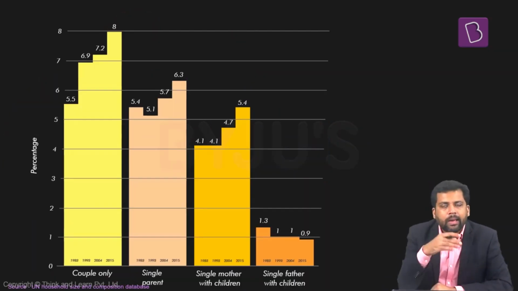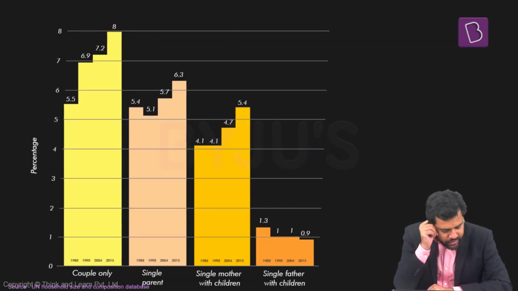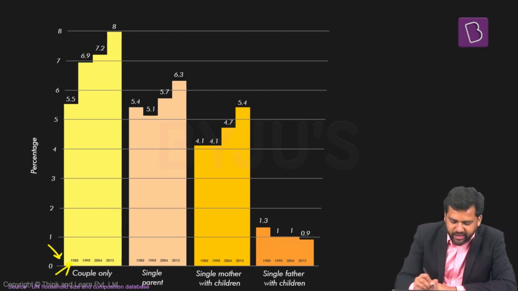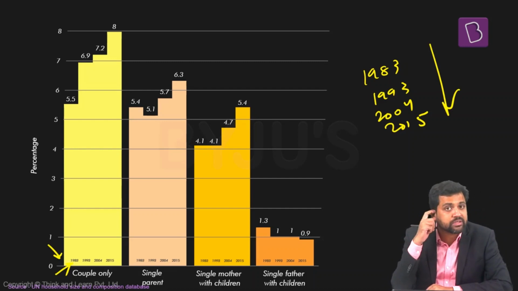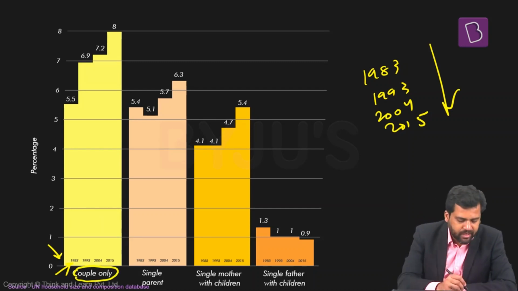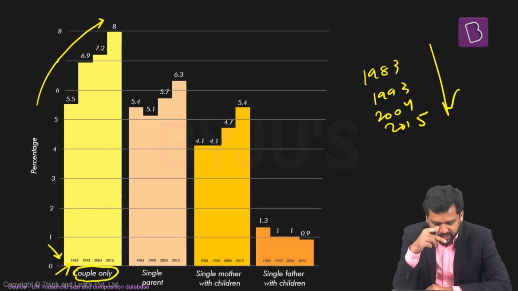The same database also traces the change over a period of time. What they are doing is looking at data at different points of time: 1993, 2004, and 2015. So you can see 4 bars in each column, showing how things have changed. If you look at couple-only families, their percentage has gradually increased over a period of time.